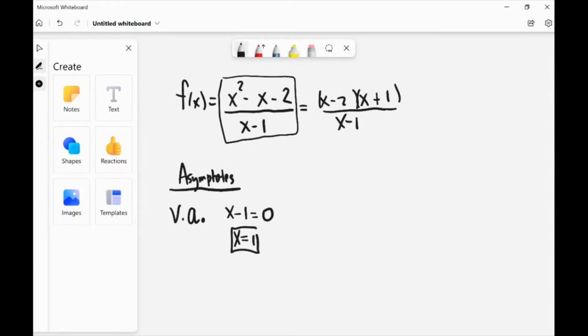All right. And then what about the horizontal asymptote? What are we looking at? The degree. Okay, we compare the degree. Degree of the numerator is 2, degree of the denominator, 1. Therefore, horizontal asymptote, what can we conclude here? 2. Y equals 2.